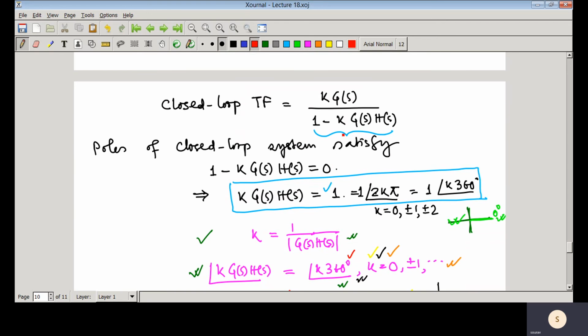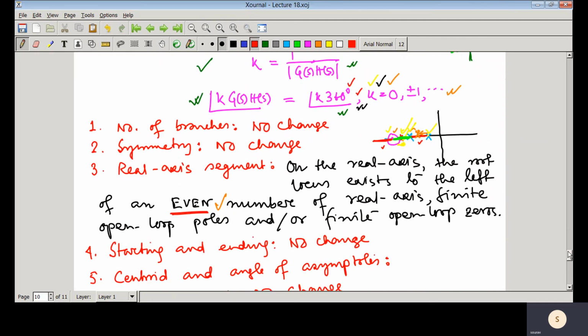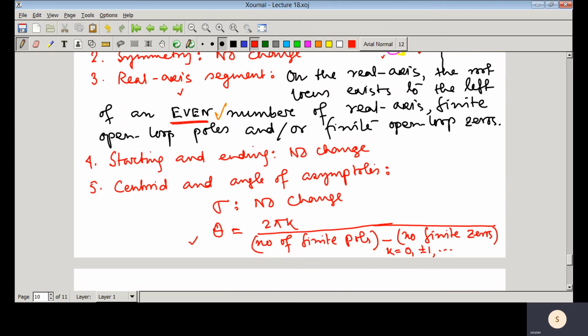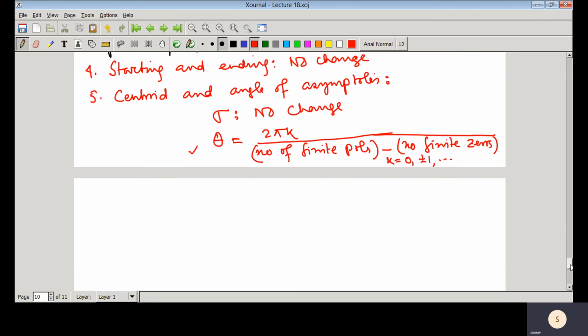That changes occur because of that angle condition, because in this case the characteristic equation would be 1 minus k g of s h of s equal to 0. So the angle condition is this one, and because of that angle condition there is a change in real axis segment, and there is a change in the formula for finding the asymptotes. And in other cases, angle of departure or angle of arrival, there we have equated to 180 degree. So in this case it would be 0 degree, or you can write 360 degree. So these are the changes.